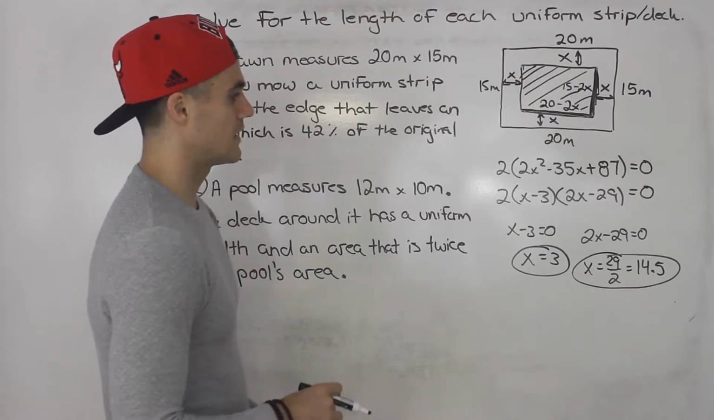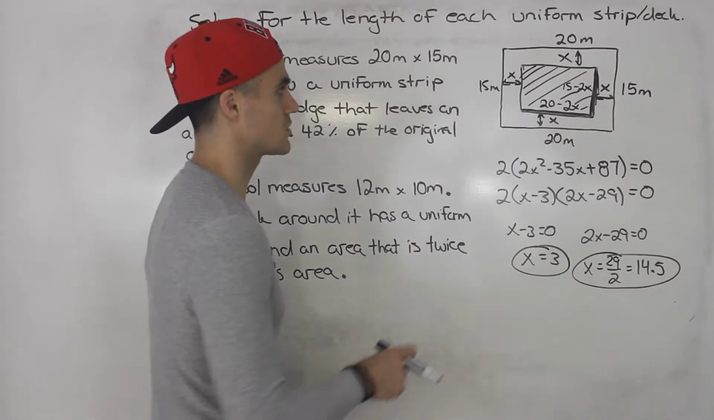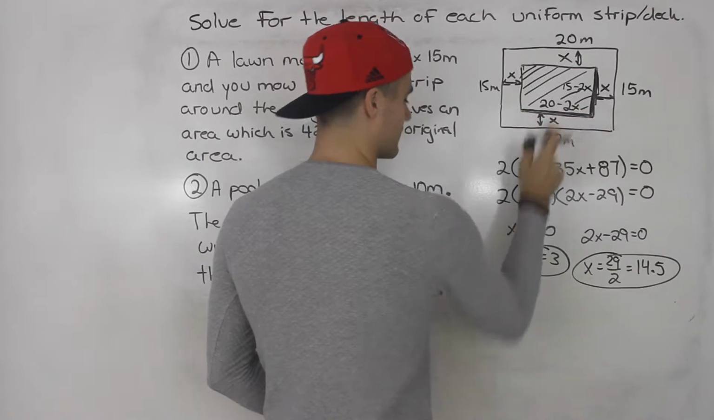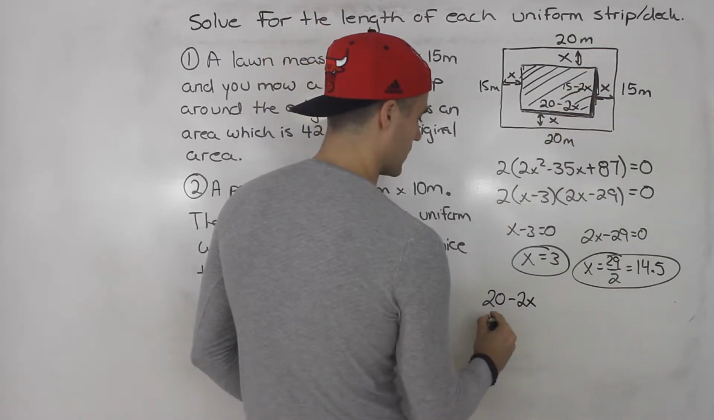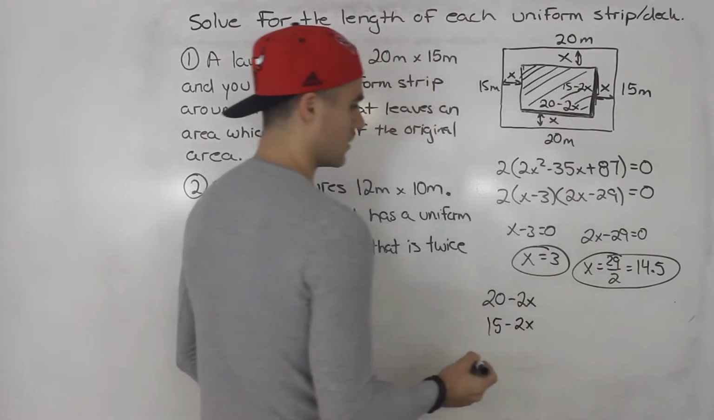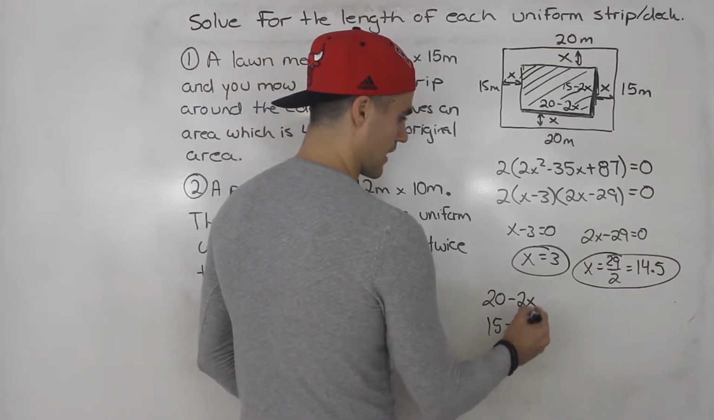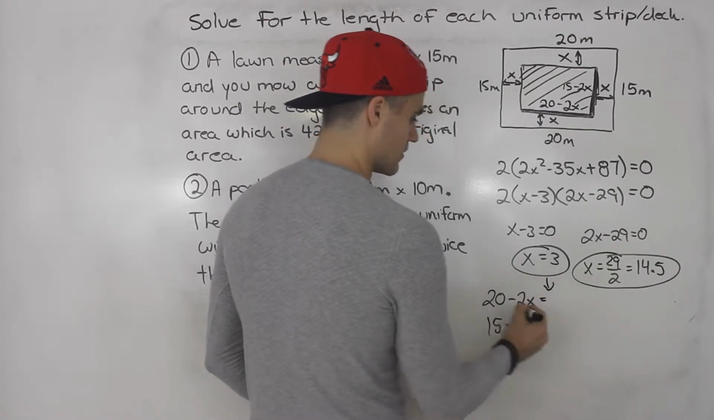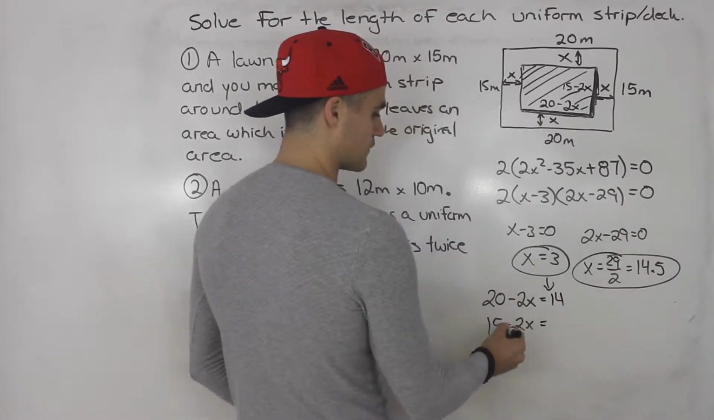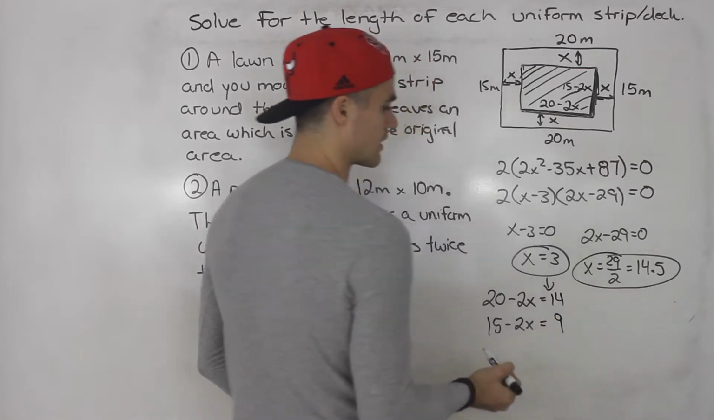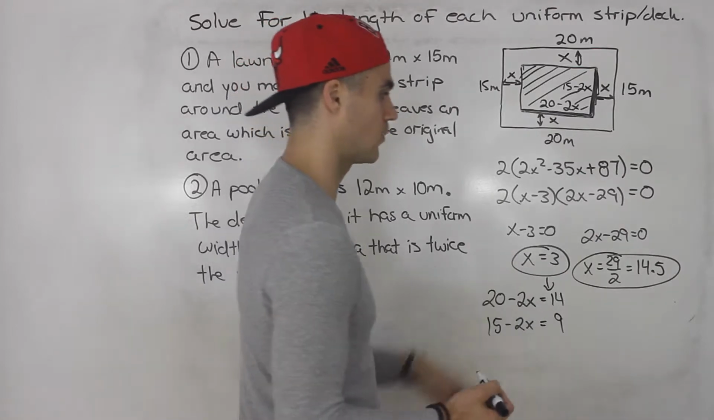Now what you have to do is actually take these and test them with the word problem that you're dealing with. So we know that the length of the new patch of grass is 20 minus 2x. The width is 15 minus 2x. Well, if we plug in an x value of 3 here, then notice the length would be what? 20 minus 2 times 3, which would give us 14, and 15 minus 2 times 3, which would give us 9. So because we have a positive length, positive width, this x equals 3 works.